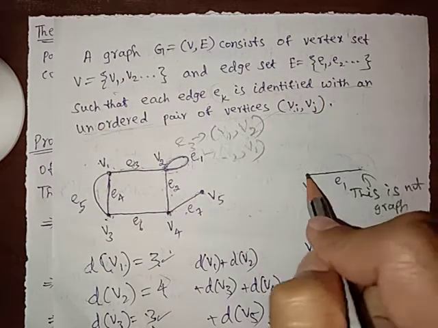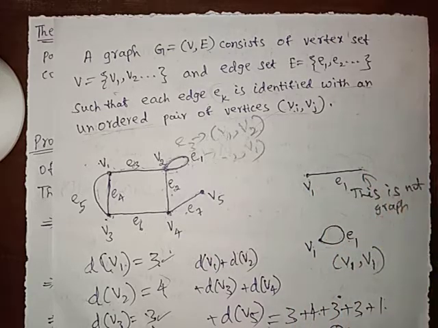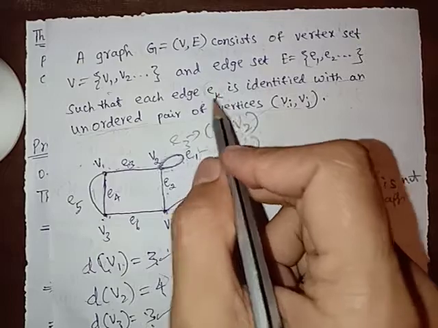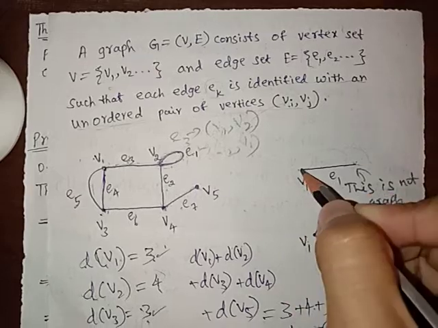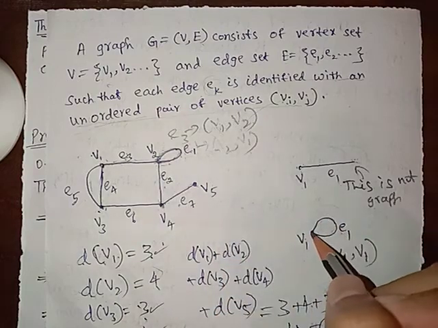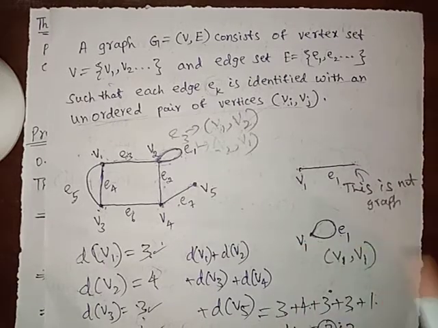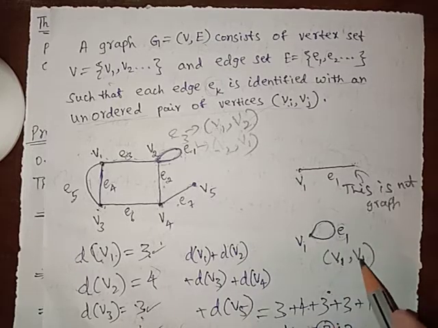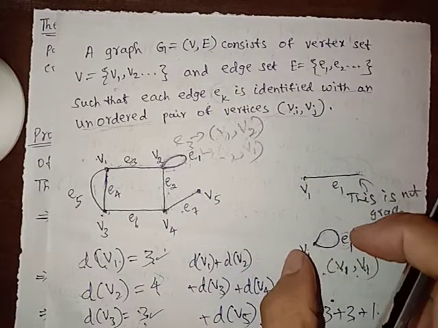If we consider one vertex V1 and one edge, this cannot become a graph. To become a graph, each edge Ek must be identified with an unordered pair of vertices. Here only one vertex is there, no other vertex. To become a graph, we have to make it a self loop. Then it can become a graph, because this edge E1 is identified with V1 and V1, so we can write it as V1 and V1.